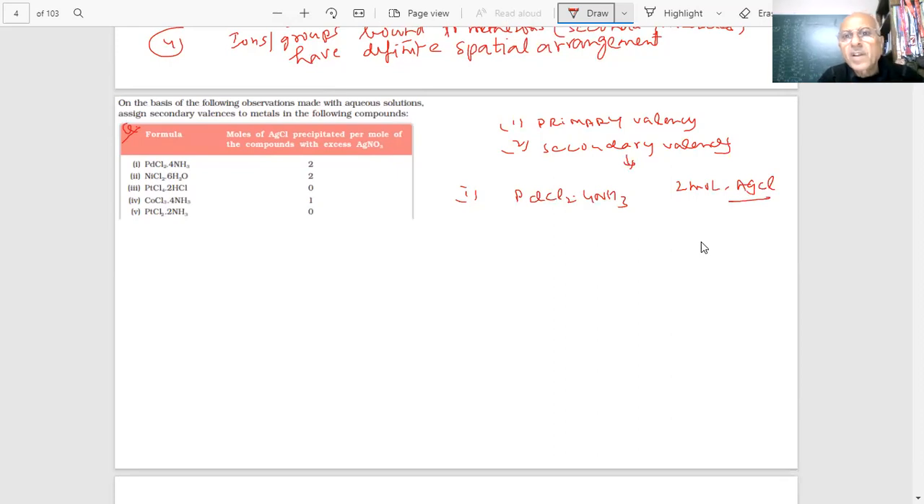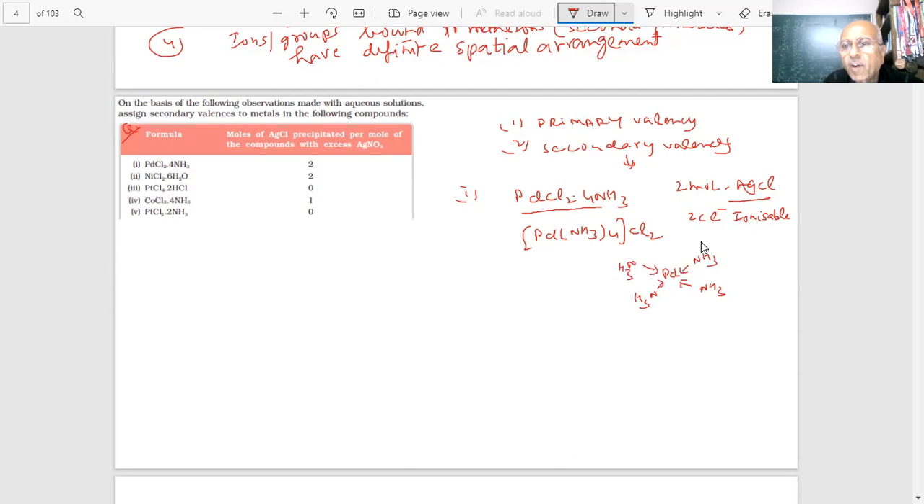What is the answer? The question is, what is the secondary valency in this compound? These 2 Cl minus are ionizable, and only you will get 2 AgCl. That means the compound looks something like this: Cl2. Right or wrong? So with the palladium, how many groups are attached here? 4 NH3. So what is the secondary valency here then?